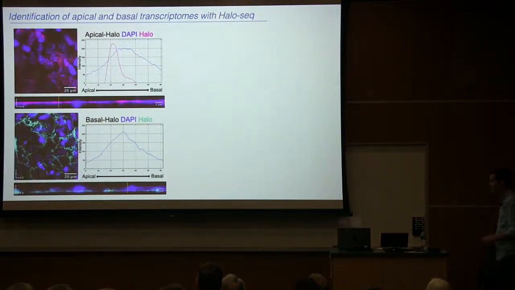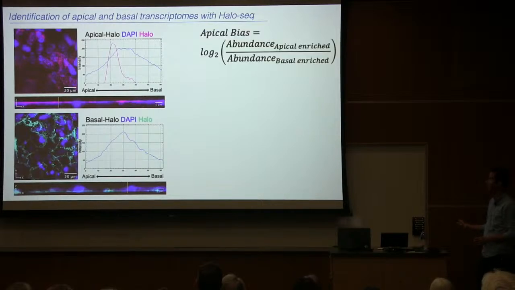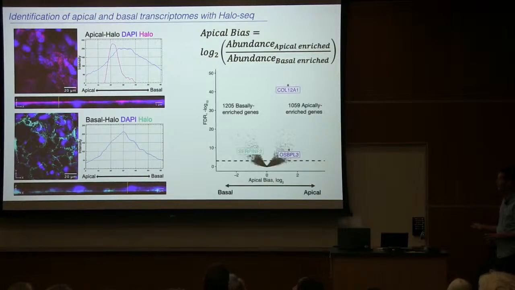And so she's set to work applying our Halo-seq technique to these epithelial cells. She made a Halo fusion that was specifically localized to the apical side of the cell, and she made a Halo fusion that was specifically localized to the basal side of the cell. And she defined this metric that she called apical bias, which was, in the Halo-seq purified RNA, the abundance for a gene in the apically labeled RNA divided by its abundance in the basally enriched RNA.